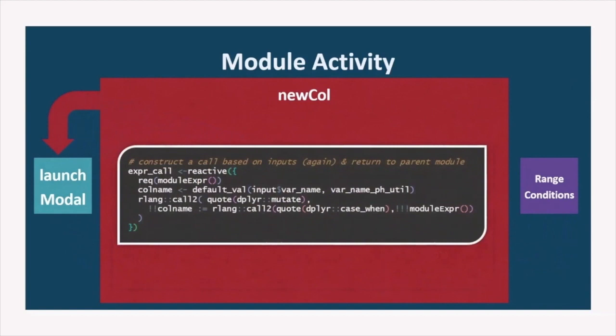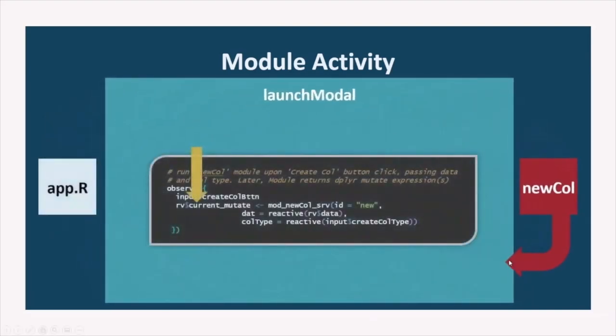You can see here we're using module expression, and we're going to switch over to use the column name that we desired to use in the application. And then we're going to do the same thing we did at the range conditions level. We're going to convert this to a call to quote scenario where we select the dplyr mutate. We have the same expression here that we did at the range values level. So now we can actually pass that up to launch modal.